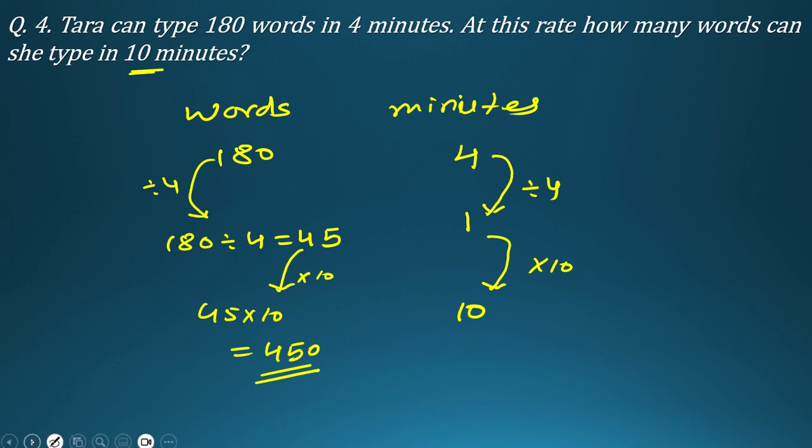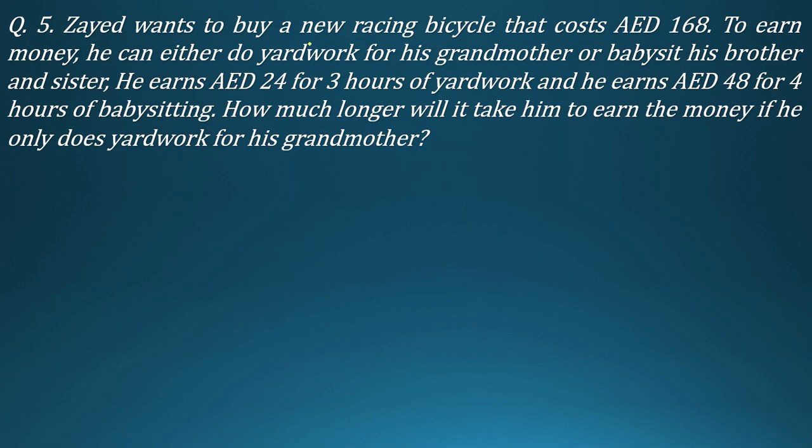Let's take one more question. Now, Zayed wants to buy a new racing bicycle that costs AED 168. 168, he wants that total money, okay? To earn money, he can either do yard work for his grandmother or babysit his brother and sister. He earns 24 dirham for 3 hours of yard work, and he earns 48 dirham for 4 hours of babysitting. How much longer will it take him to earn the money if he only does yard work? Okay, so we will focus only on yard work.